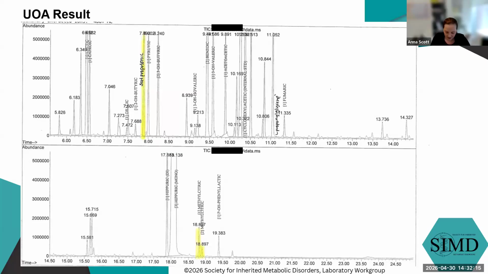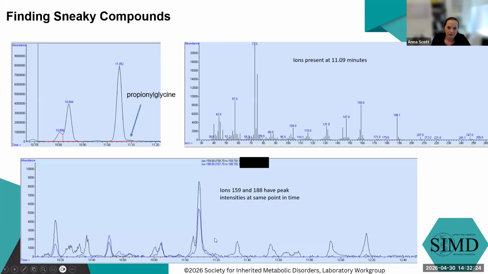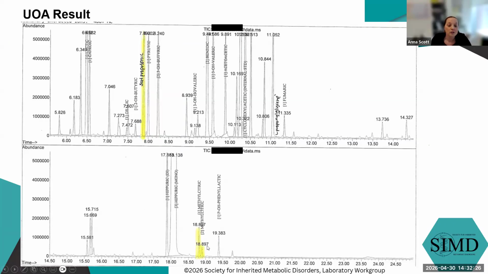That's the first highlight in the upper section. We also have very abnormal excretion here of methylcitric acid. Those two findings together are pretty darn concerning.